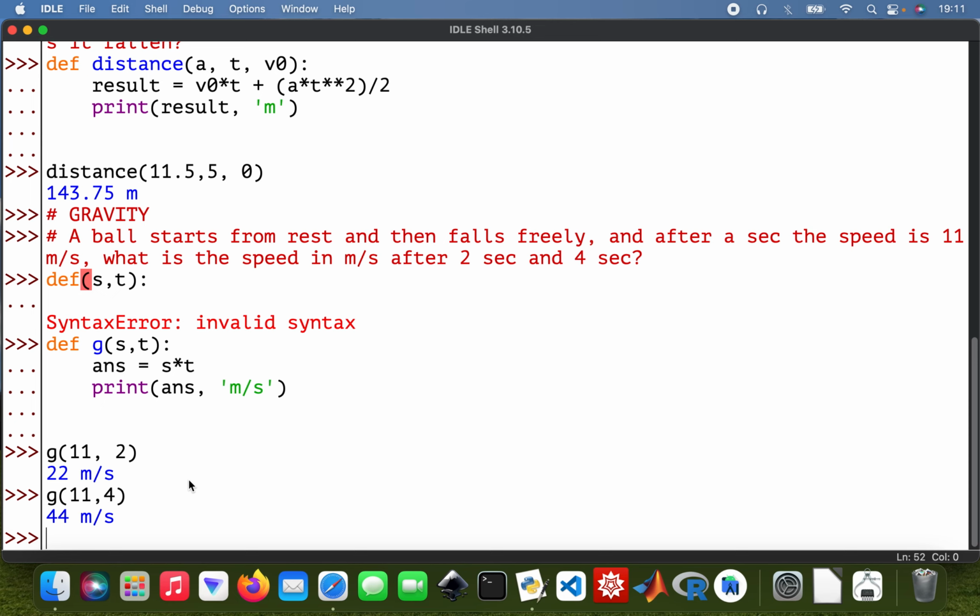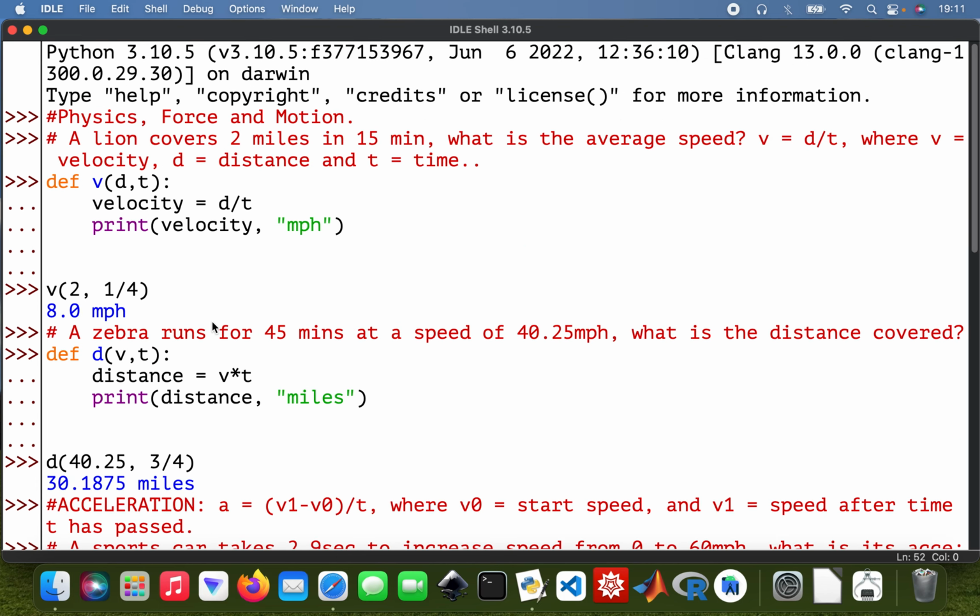Okay, cool. So yeah, this is my first tutorial in physics, looking at force and motion, part 1.